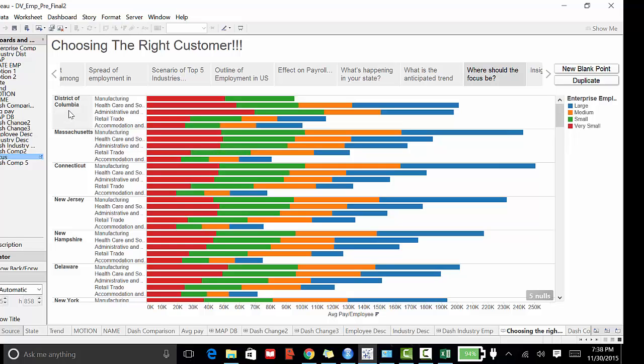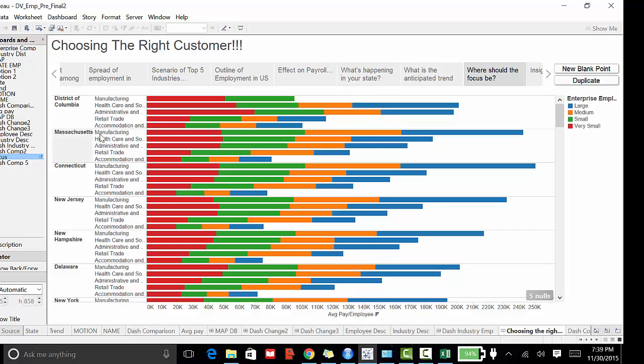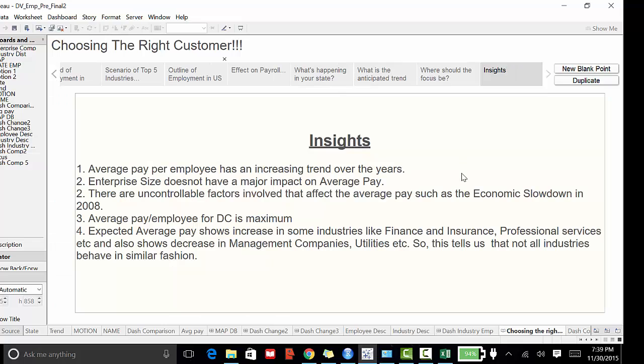Here we see that the average salary of District of Columbia is the highest. If we drill down into the industry type and enterprise size, we would most likely provide loans to employees from healthcare and social assistance from the large enterprises. And if we use industry as our main focus, we will be providing loans to the manufacturing industry having large enterprises in the state of Connecticut, which has an average salary of 86,778. And finally, these are our insights.